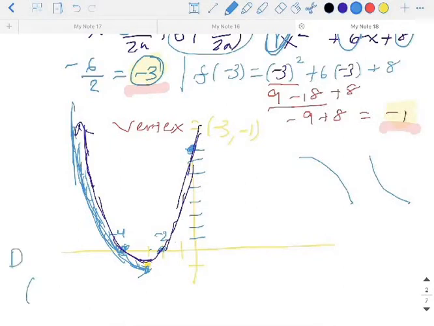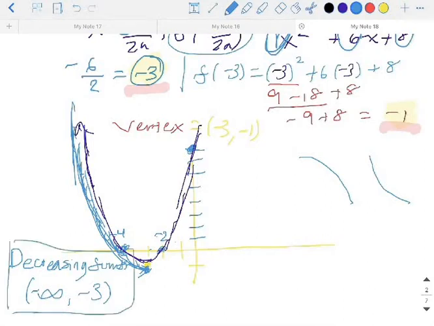So the decreasing function will go from negative infinity up to, and the lowest point is at negative 3. It can't touch negative 3, but it's approaching negative 3, so that's why we use the parentheses. This is considered to be the interval notation of the decreasing function. Now, what about the increasing interval notation of the function?